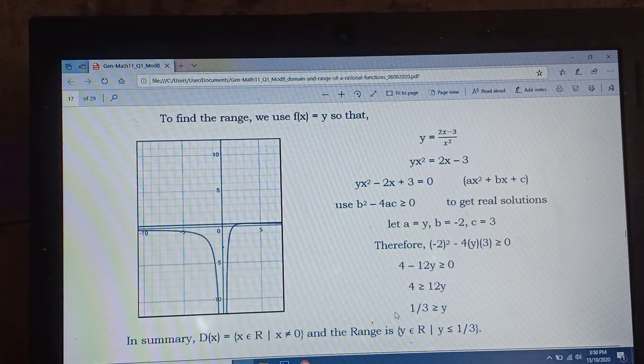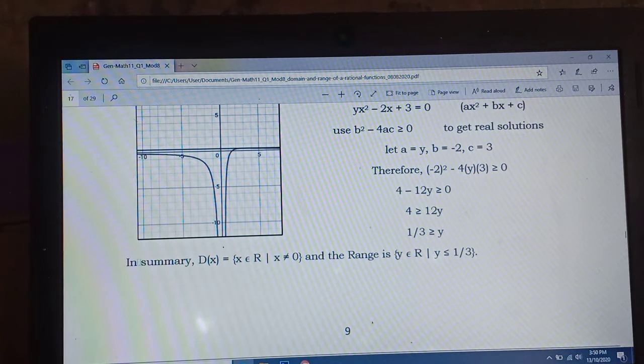So the set of permissible values for y, the range, is y is an element of R, y is less than or equal to 1/3. I'll repeat, we have the domain is x is an element of R, x is not equal to 0, and the range is y is an element of R wherein y is less than or equal to 1/3. Take note, everything is allowed here, real numbers only except 0 for the domain. But here, only the values lower than 1/3 are allowed.